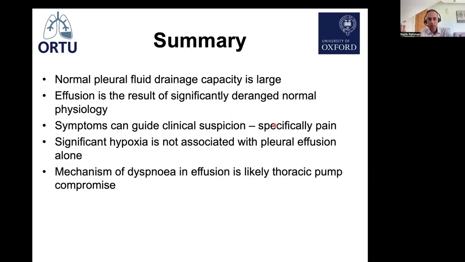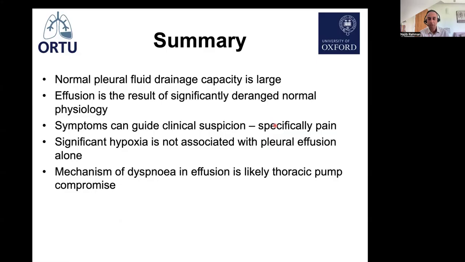Okay, so that's the end of my talk for this morning. Just to summarize, normal pleural fluid drainage capacity is extremely large. We've talked about 2 or 3 liters per day as the maximum. Of course, effusion is the result of deranged physiology, but largely speaking, you'll be thinking about the parietal pleura and not the visceral pleura. And even if you see a small effusion, there must be very profoundly deranged normal pleural physiology. If you have symptoms of chest pain, always think about parietal pleural involvement, especially with pulmonary embolus and pneumonia. This should prompt you to look for pleural fluid and look to see if there have been any complications.